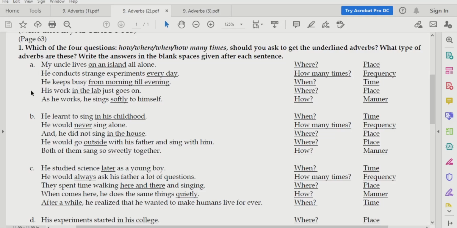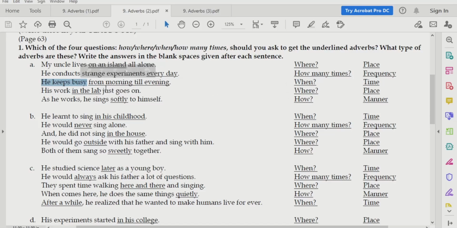In the same way, second one, he conducts strange experiments every day. Now please note students, over here we are not talking about morning, evening, night or giving a particular time. But we are asking how many times, कितने बार वो ऐसे करता है. He conducts strange experiments. How many times does he conduct strange experiments? So you will get the answer, every day. And every day is an adverb of frequency. That means कितने बार. Next one, he keeps them busy from morning till evening. Over here you can see there is a particular time. कब से लेकर कब तक. So the answer will be when. Can ask the question over here, when does he keep busy?